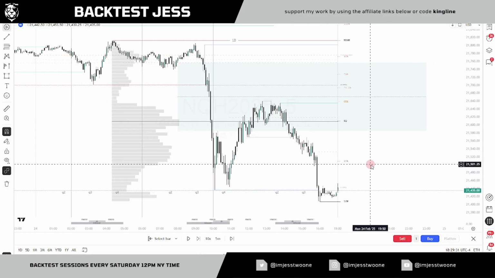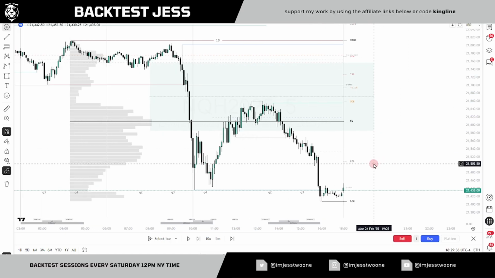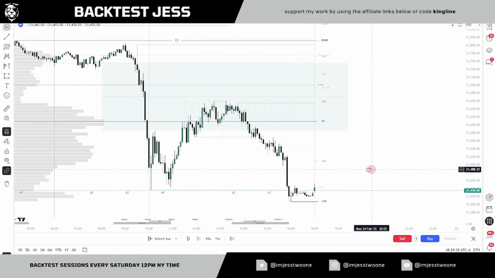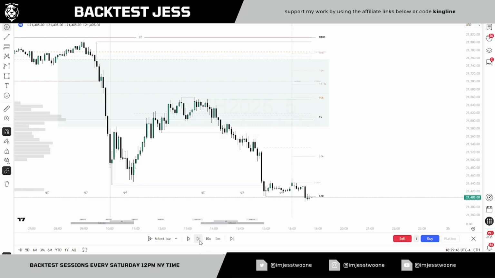All right, so I drew our 1 hour CISD in here. That's hilarious. I'm sure there's a free OTE tool out there somewhere. There has to be. I can't imagine that there is not.